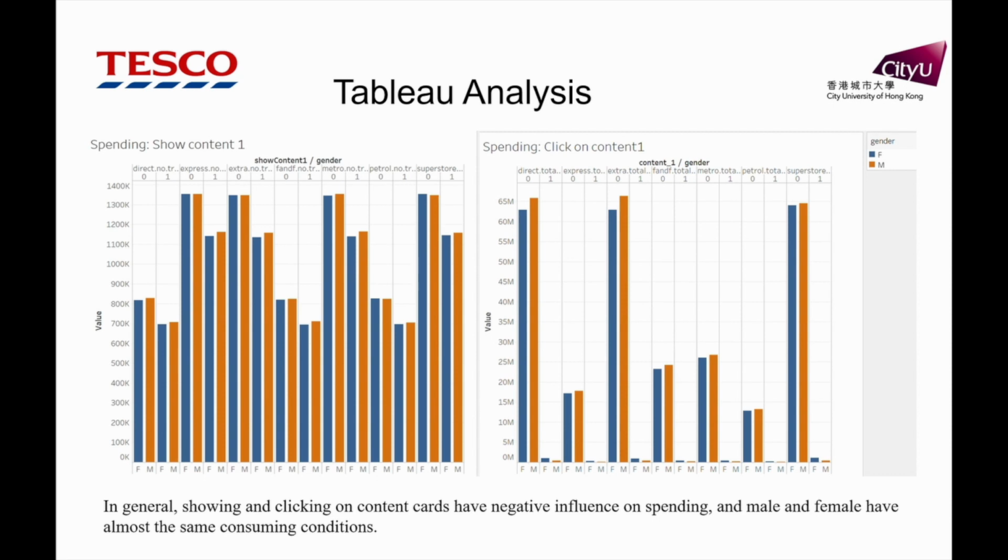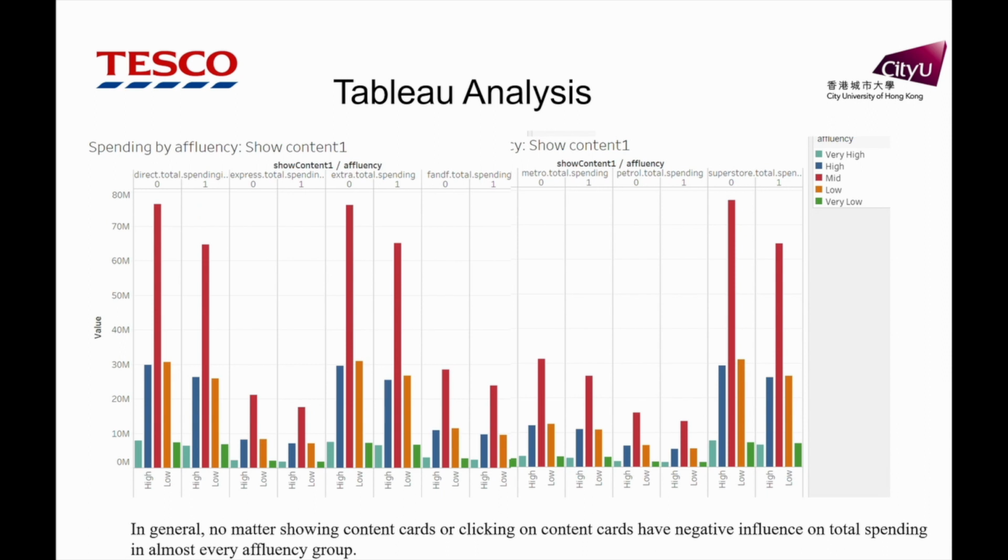In general, showing and clicking on content cards have a negative influence on spending, and males and females have almost the same consuming conditions. Also, in almost every affluency group, whether showing or clicking on content cards, there is a negative influence on total spending.